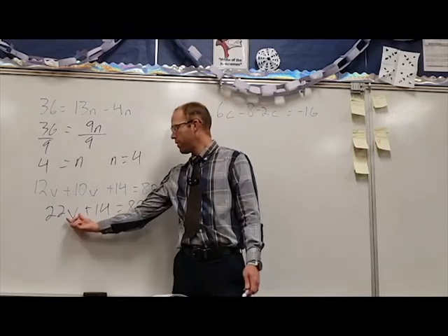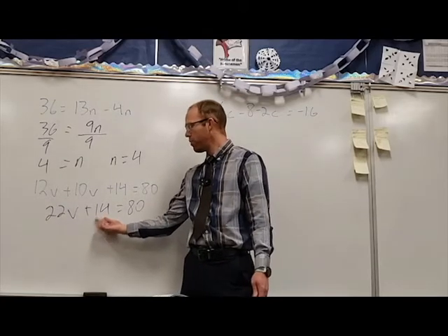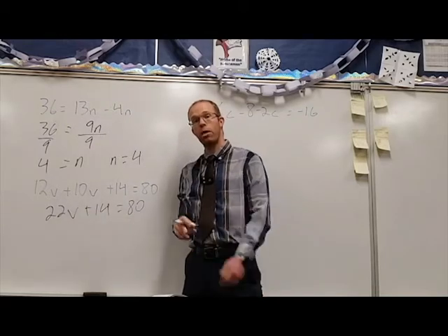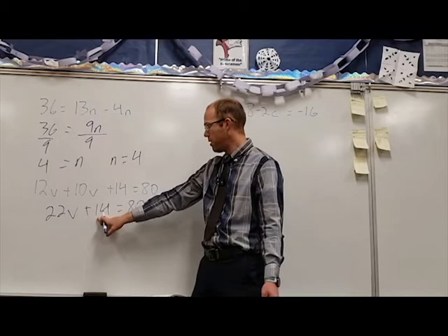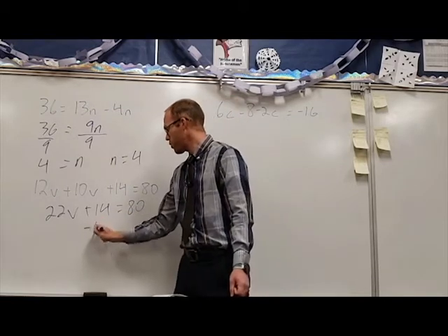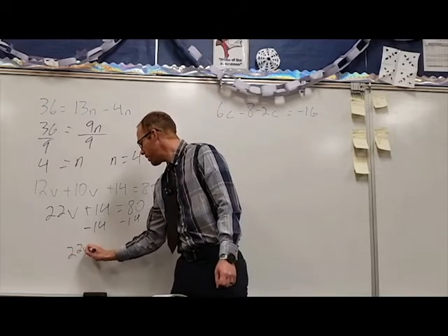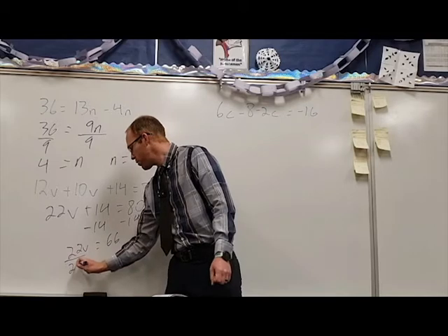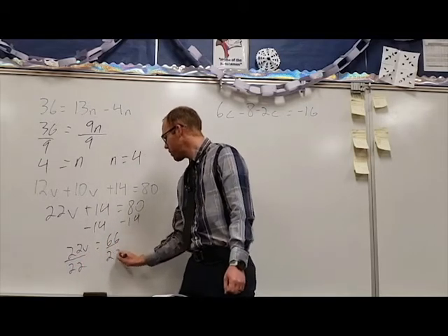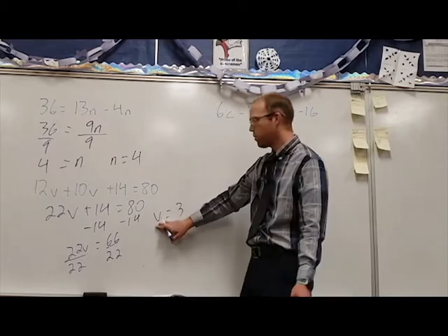And now we need to solve for this v. So we see that we have multiplication and we have addition. We're going to go backwards from our order of operations like we talked about in our video, which means we're going to eliminate this addition first. So we'll subtract 14 and we get 22v equals 66. And now we can divide by 22 and we get v equals 3. And we're finished with that one.